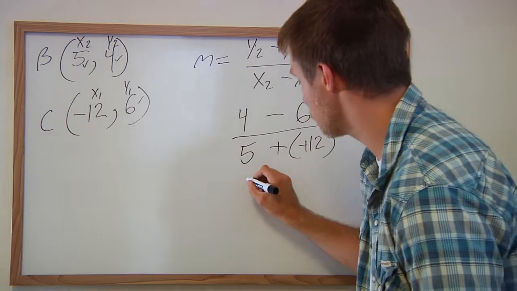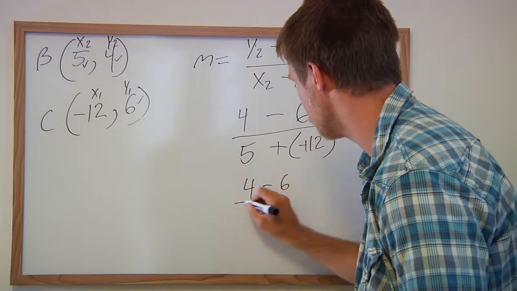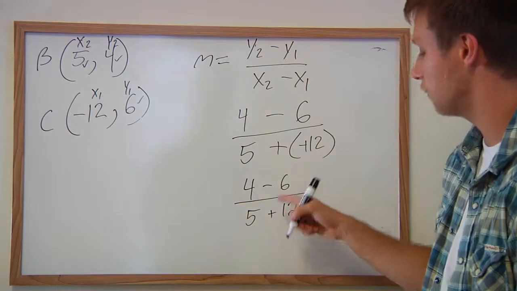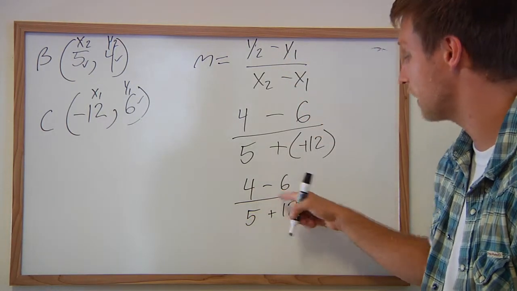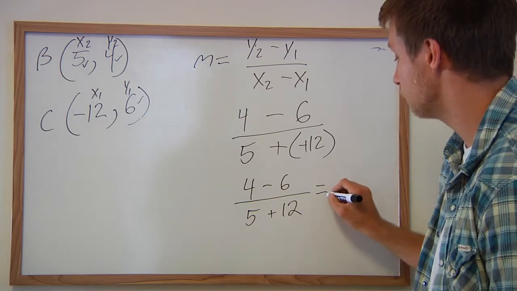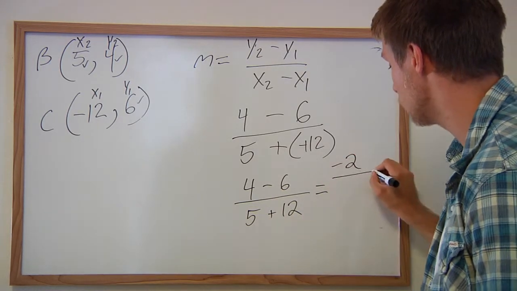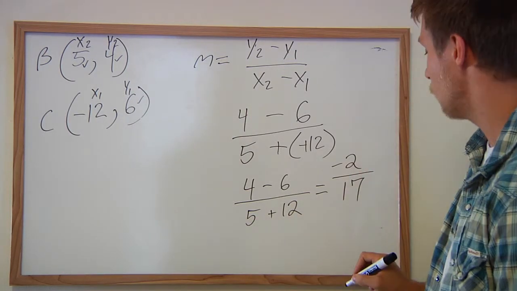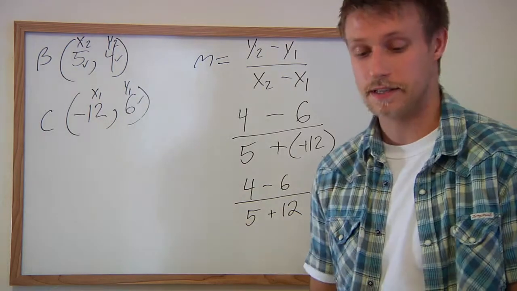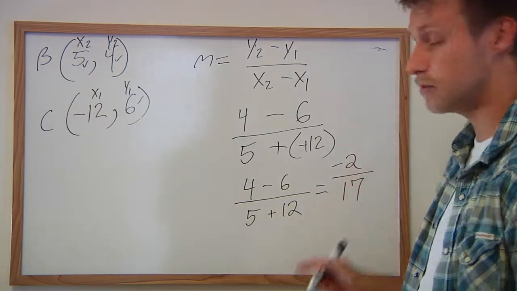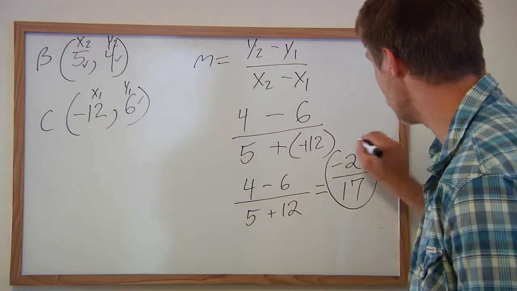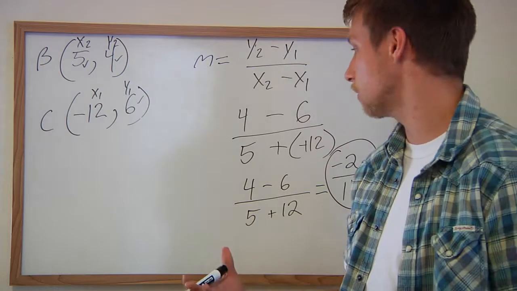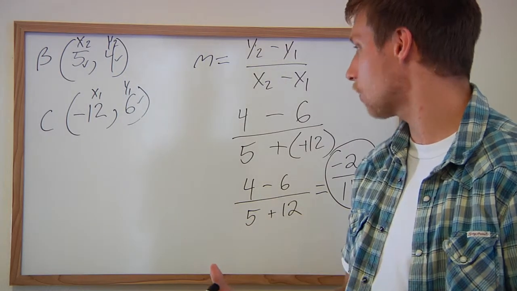So if I wanted to, just to show it, all I'm really doing is this. 4 minus 6, well, that's a signed number, that's a negative 2. 5 plus 12 is 17. Well, I can't simplify 17 because it's odd and prime, and 2 is even. So this would be our slope. And that would be it. That would be our answer. If we're given 2 points to find slope, that's all we're working with.